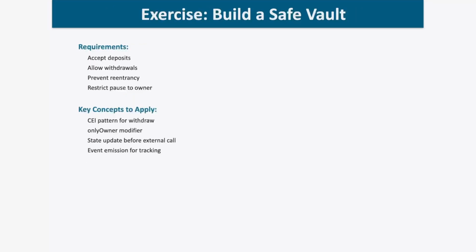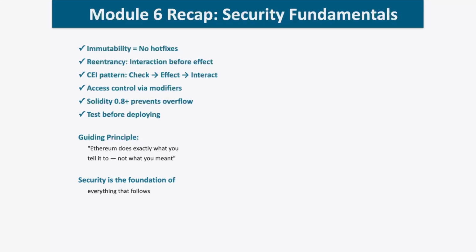Here's a quick exercise to apply everything we've learned. In this exercise, build a vault contract that accepts deposits from users, allows users to withdraw their funds, prevents reentrancy attacks, and restricts emergency pause to only the owner. Key concepts to apply are use of the CEI pattern, access control using modifiers, input validation, and state management with emitted events. You've now learned the fundamentals of smart contract security.